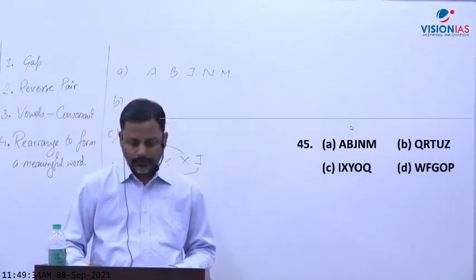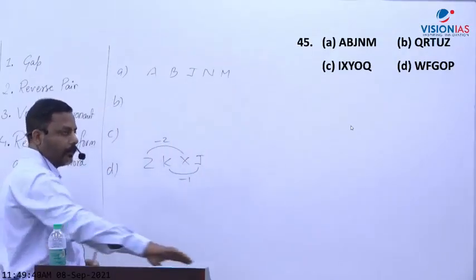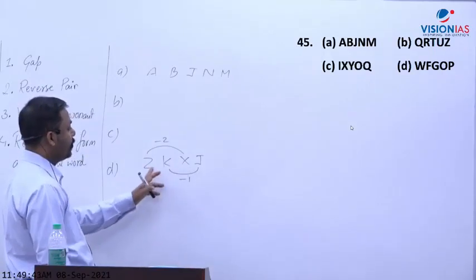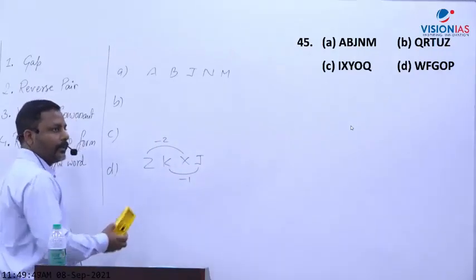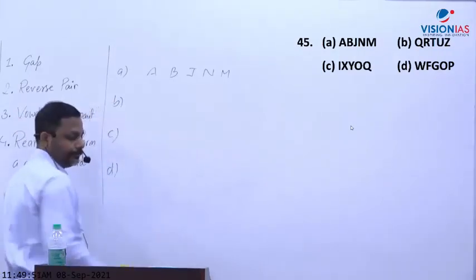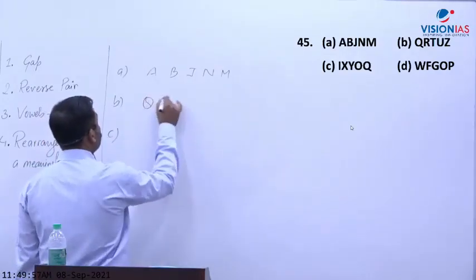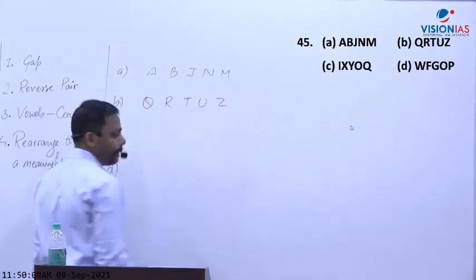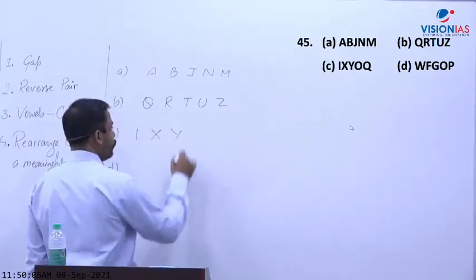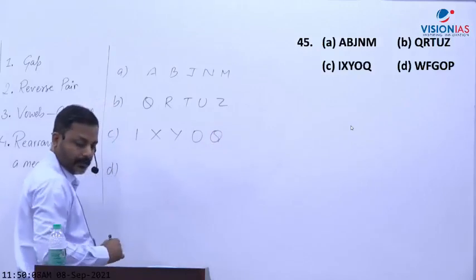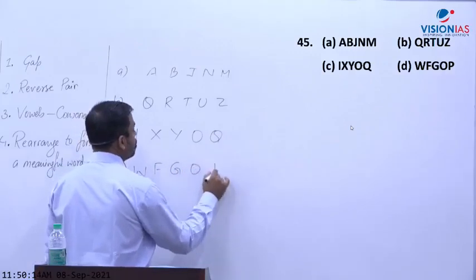Option D. Now come to question number 45 here. In the rest of the cases, if the difference between the first and third letter is 2 and that of the second and fourth letter is 1. Yes. So ABJNM, QRTUZ, third is IXYOQ, and fourth is WFGOP. See.